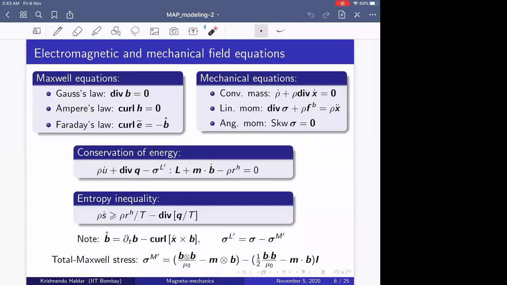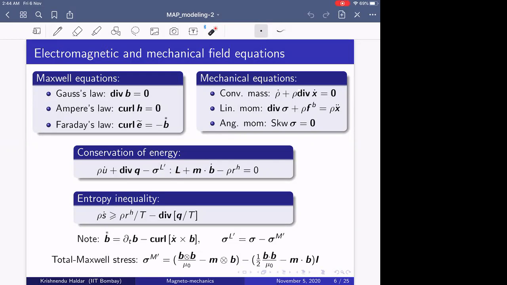Then the next important thing is the conservation of energy. It looks similar to the mechanical conservation of energy, but with a couple of changes. One, we have a magnetic energy here, which is m dot b dot. It represents the interaction with the magnetic energy. And another thing is, in general, we have the Cauchy stress contracted with your velocity gradient, which is capital L, for your stress energy. But here you'll see this is sigma L prime.